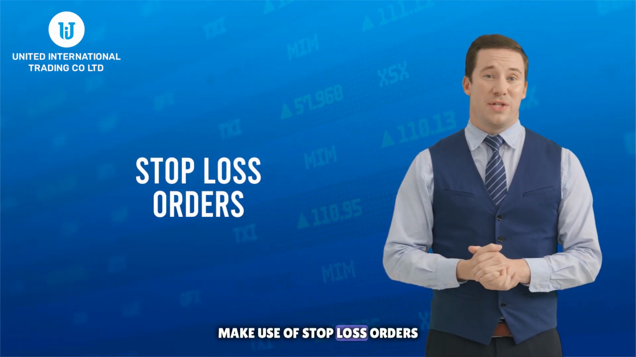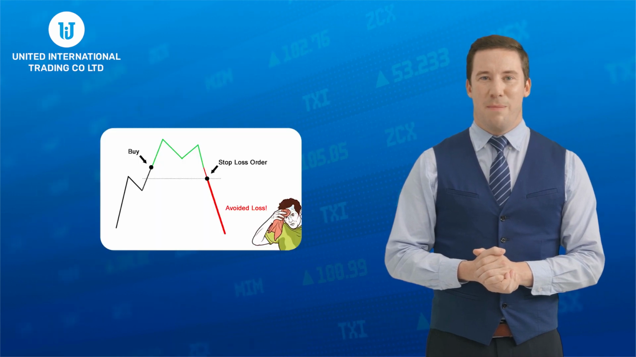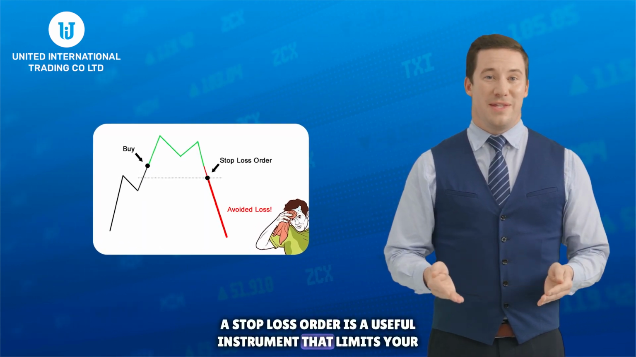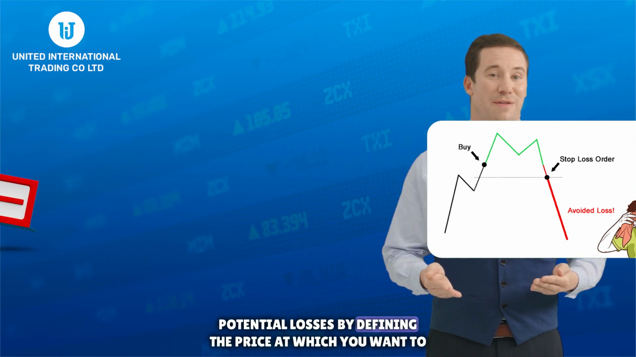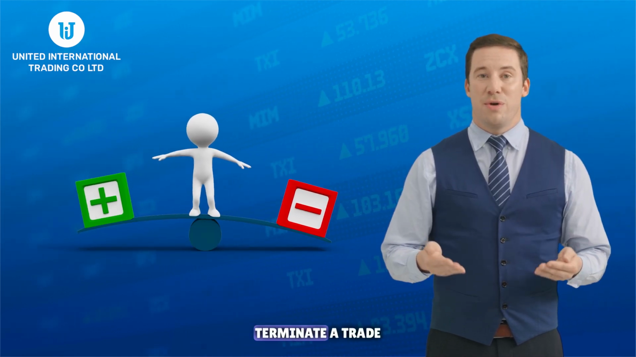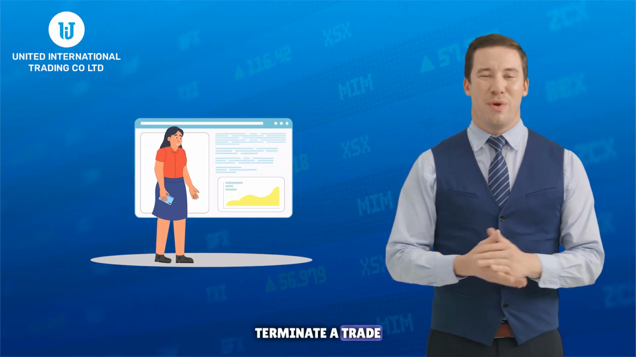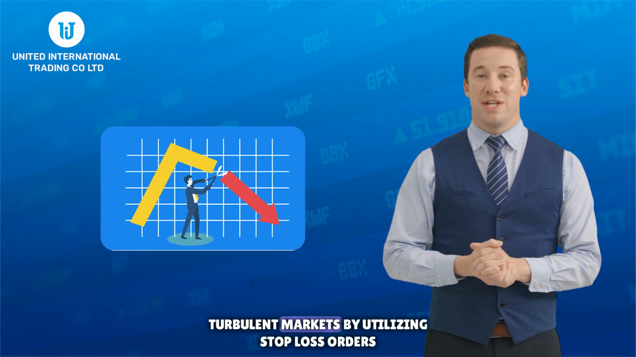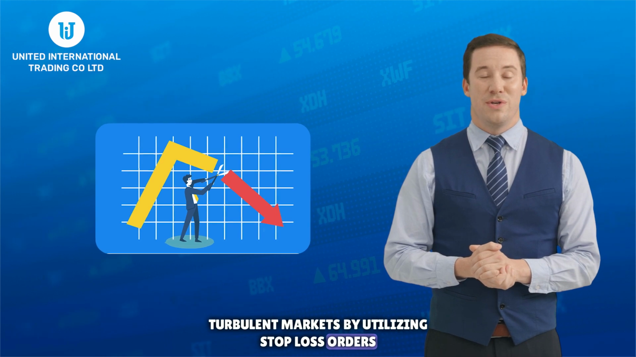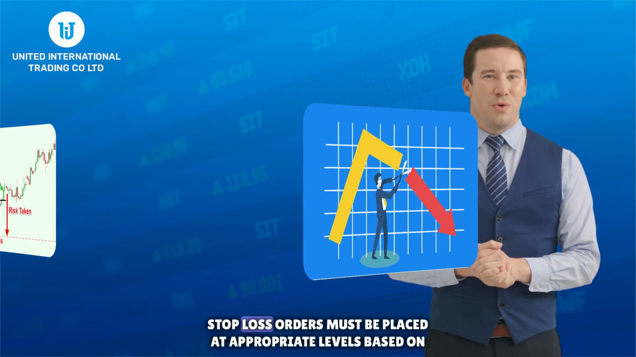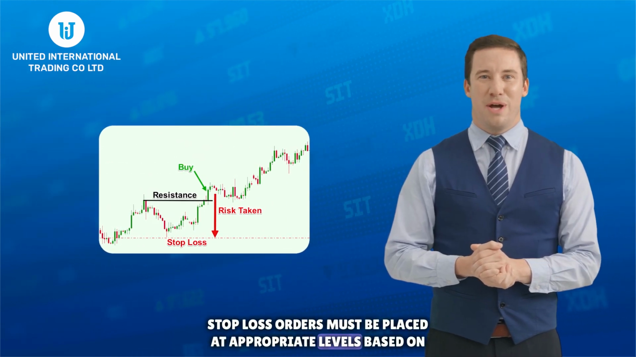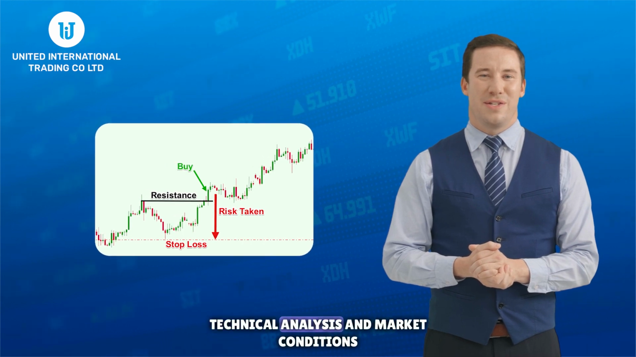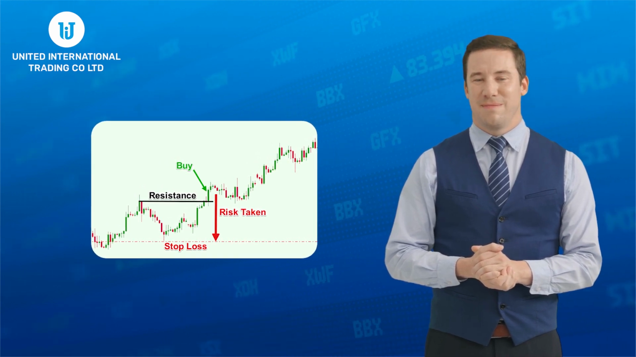Make use of stop-loss orders. A stop-loss order is a useful instrument that limits your potential losses by defining the price at which you want to terminate a trade. Traders can protect their money and avoid severe losses in turbulent markets by utilizing stop-loss orders. Stop-loss orders must be placed at appropriate levels based on technical analysis and market conditions.